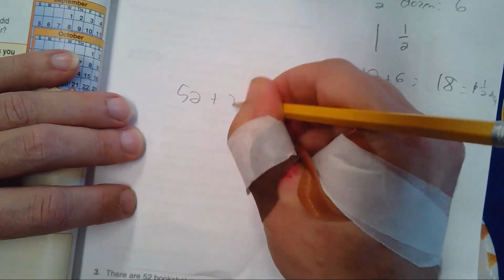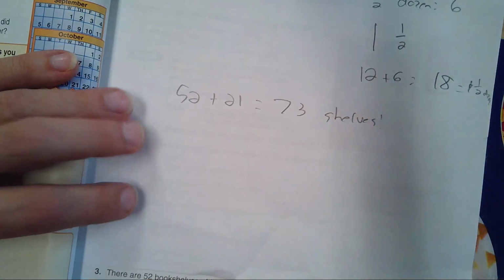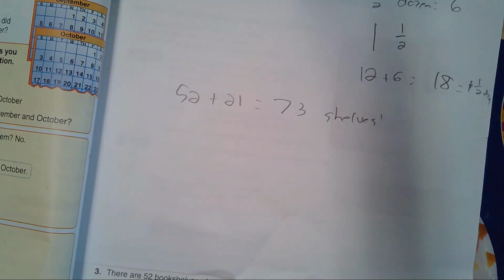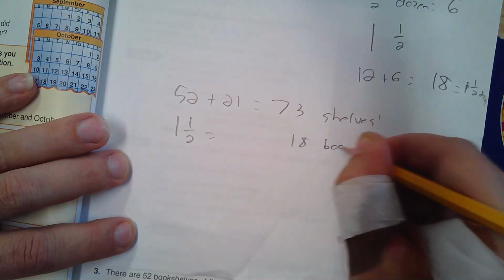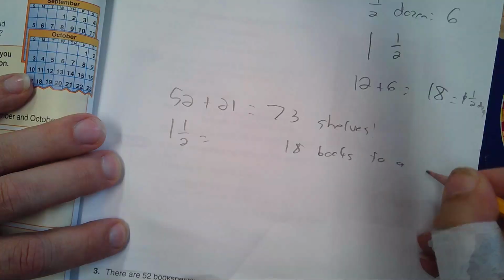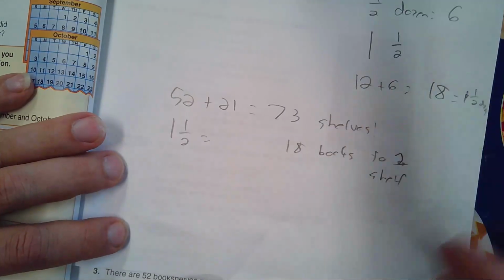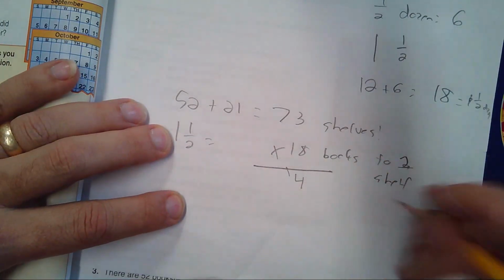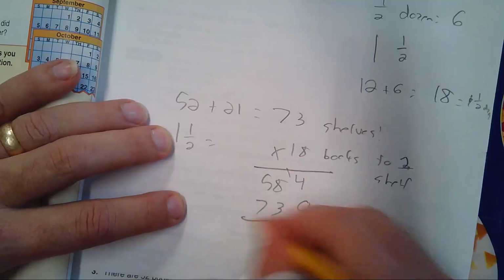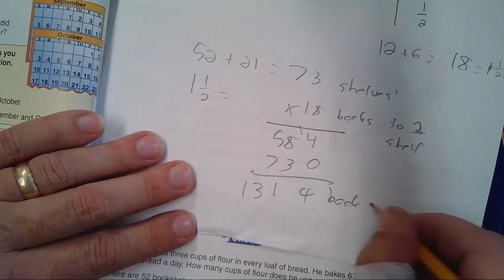How many shelves we got? There's 52 fiction plus 21 nonfiction. That means there are 73 shelves. What else do I need to know? 1.5 dozen books on each shelf means 18 books to a shelf. I got 73 shelves. If I just could multiply those two numbers together. 1,314 books. That's what I had too.